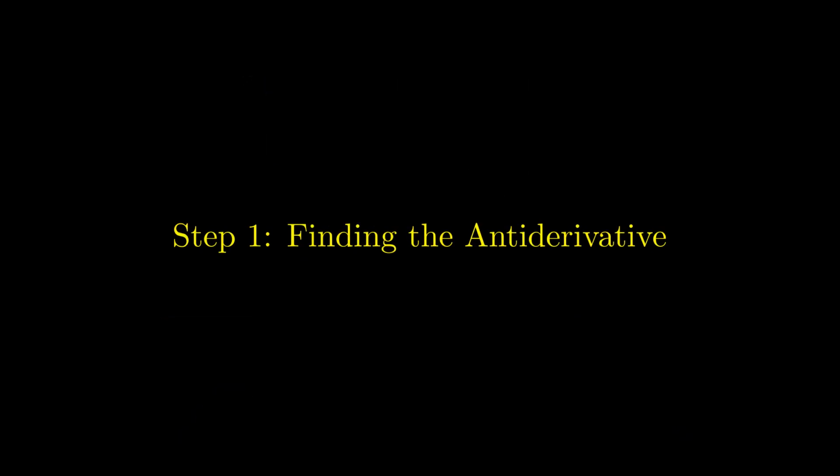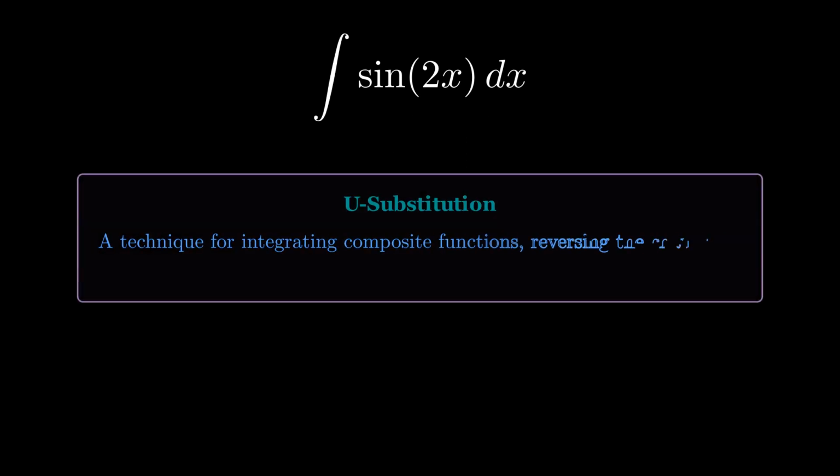To calculate this area, we need a tool called the antiderivative. It's essentially the reverse of a derivative. We need to find a function whose derivative is sine of 2x. The 2x inside the sine requires a special technique. This technique is called u-substitution. It's used when you have a function nested inside another, and it works by temporarily simplifying the problem.